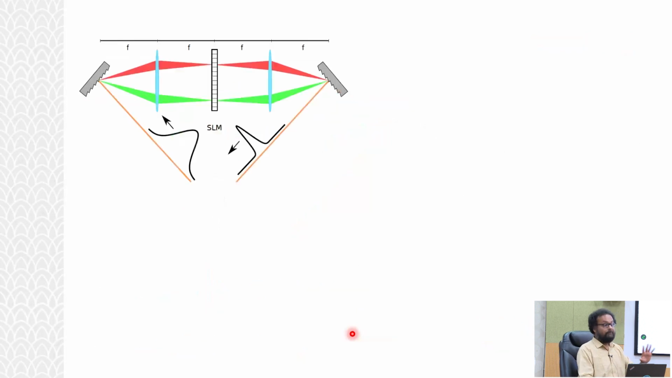In fact, this method can be used to compress the pulses. So remember, when I have broad bandwidth, I will have some kind of phase which is not flat over the entire spectrum. I'll have some phase distribution, and compressing the pulse is equivalent to making the whole phase flat over the entire spectrum. So you can apply patterns on the SLM in order to compress the pulse, which is what we do.